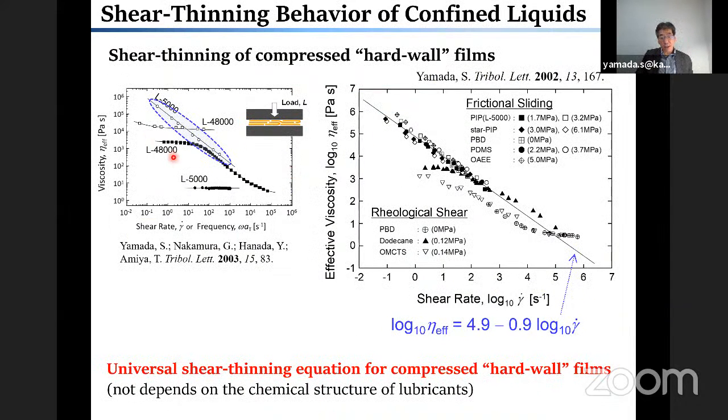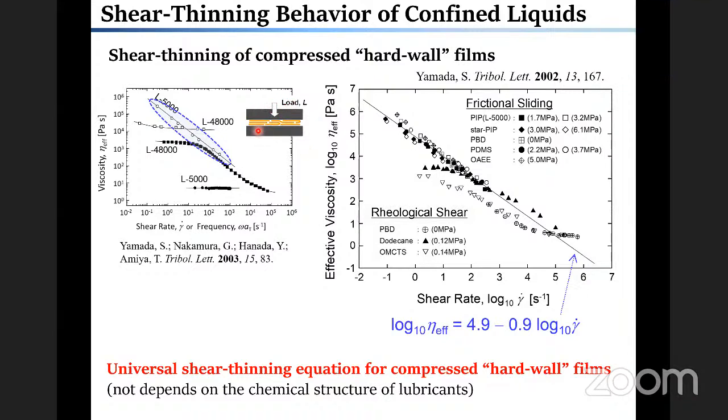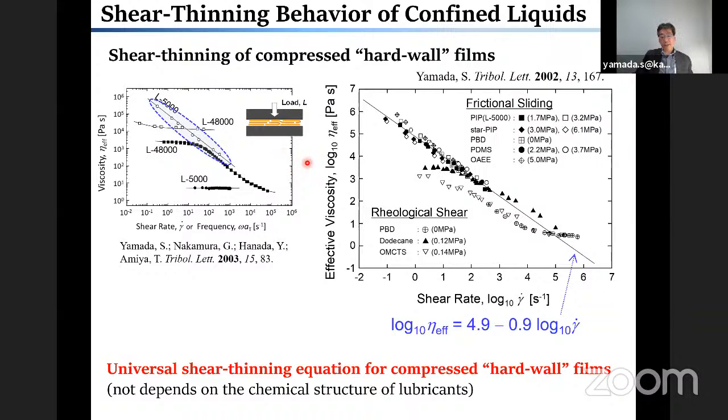Our PIP results imply that the transition from liquid in the bulk to a solid-like state in confinement could occur when the confined film reaches its hard wall state, namely the minimum thickness attainable for the system. I measured the effective viscosity behavior for many different commercial lubricants, from simple liquids to polymer melts, using the surface forces apparatus, and also made a comparison with published results. Surprisingly, the effective viscosity for many different liquid lubricants in their hard wall states seems to follow a universal shear thinning equation.